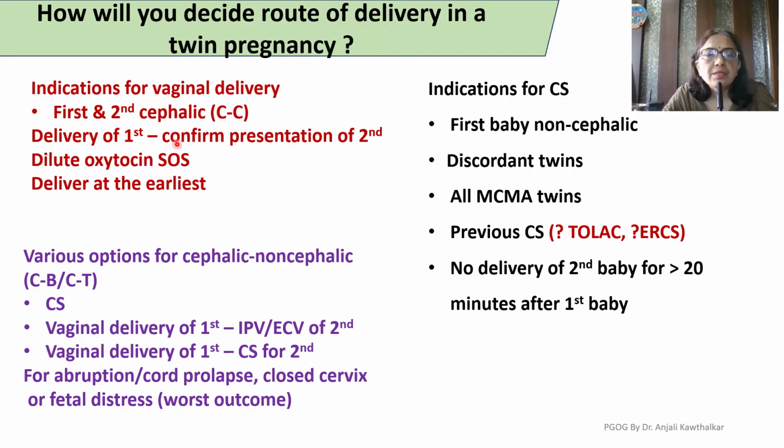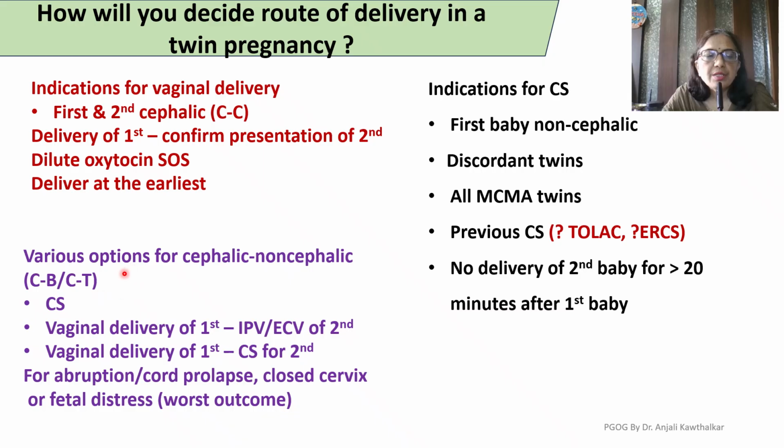If there is a cessation of contractions and no recurrence of uterine activity, we have to start a dilute oxytocin drip and deliver the second baby at the earliest. Now, if the first baby is cephalic and the second is also cephalic, fine. But if the first is cephalic and the second is non-cephalic, that means it is either cephalic with breech or cephalic with transverse lie.